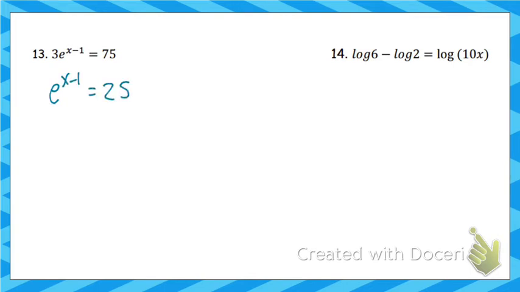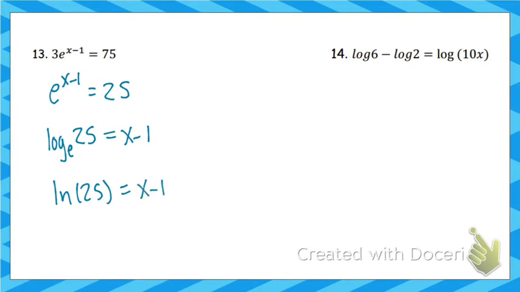E is by itself, so now I'm going to write this in log form. So this would be log base e of 25 equals x minus 1. Now remember, we don't really write log base e, we write ln. So ln of 25 equals x minus 1. Add 1 to both sides, and remember, you cannot combine the 25 and the 1. So that is your exact answer.